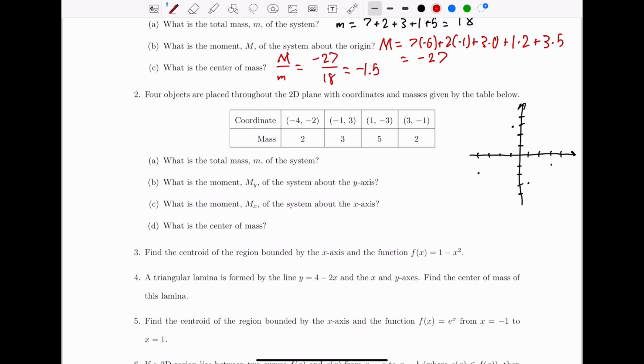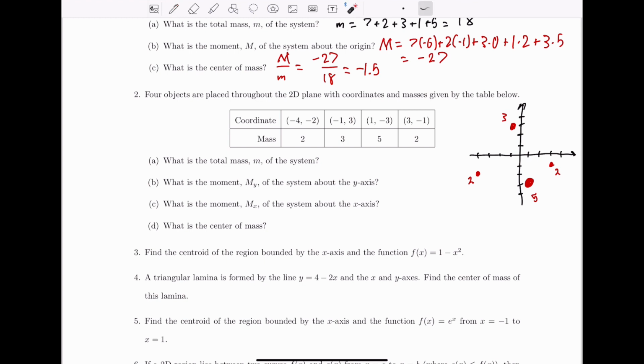The mass at -4, -2 has a value of 2. The mass at -1, +3 has a value of 3. And the mass at 1, -3, that's right here, has a value of 5. And the mass at 3, -1 has a value of 2. We want to know what is the center of mass for this system.